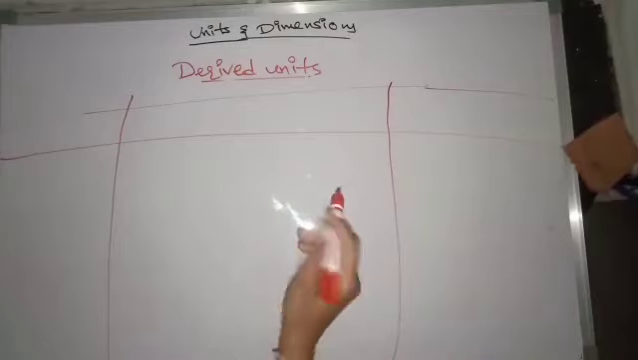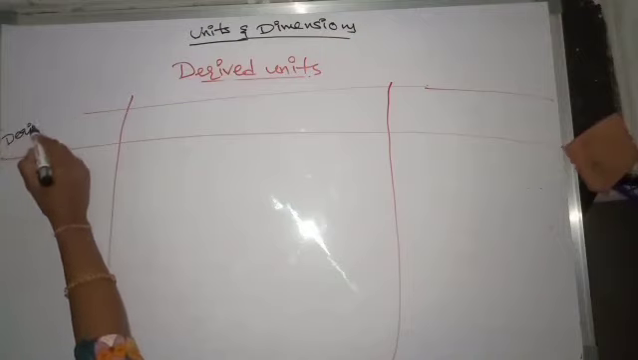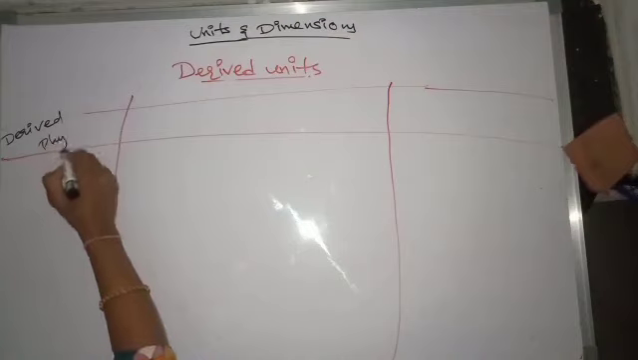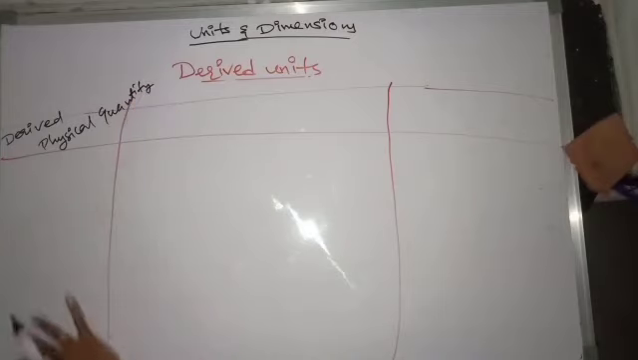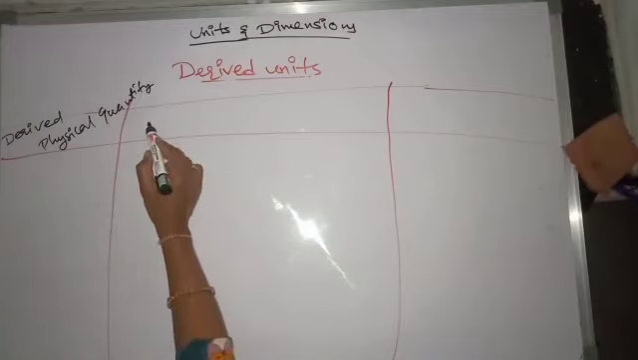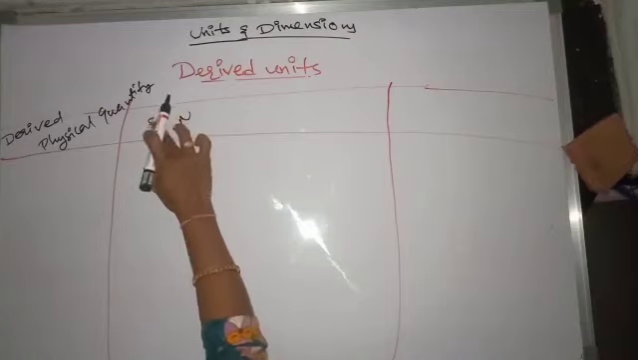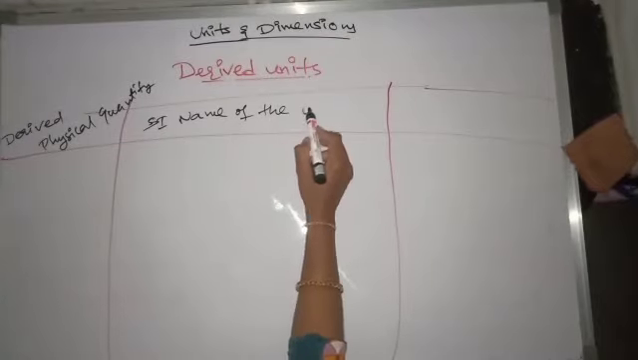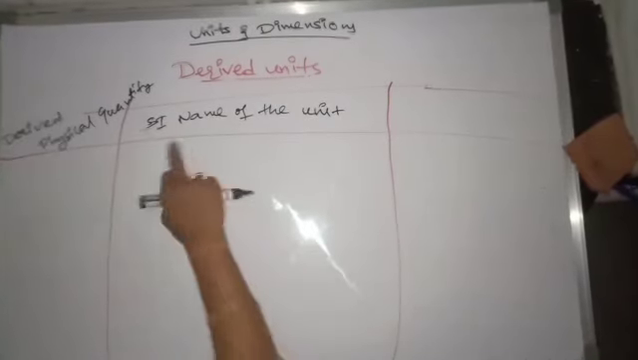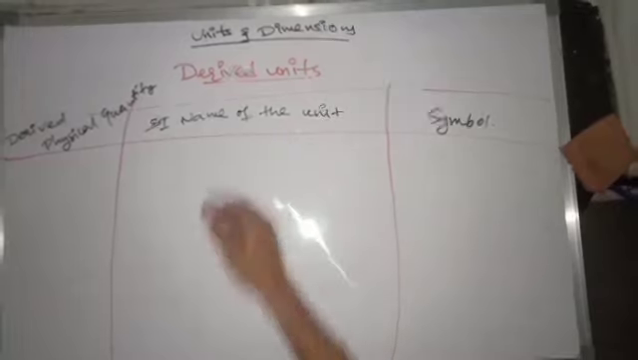I'm writing here the physical quantity as usual, same as fundamental physical quantities. Here, derived physical quantity in this column. And here I'm writing the SI unit, the name of the unit. Here I am using the International System of Units. Here I am writing the symbol for representing this name of the unit.